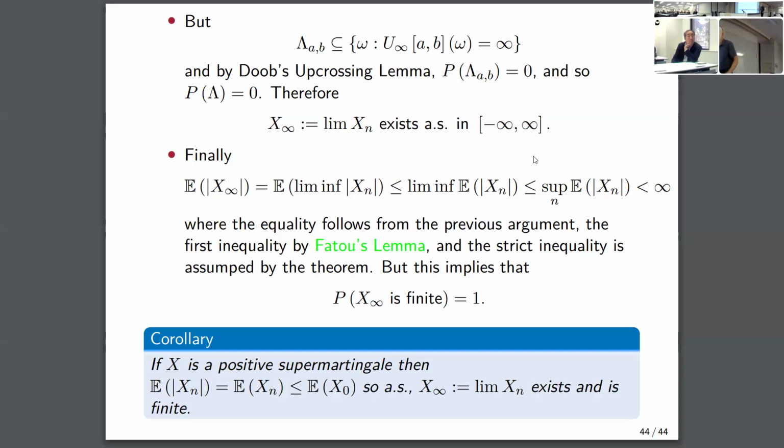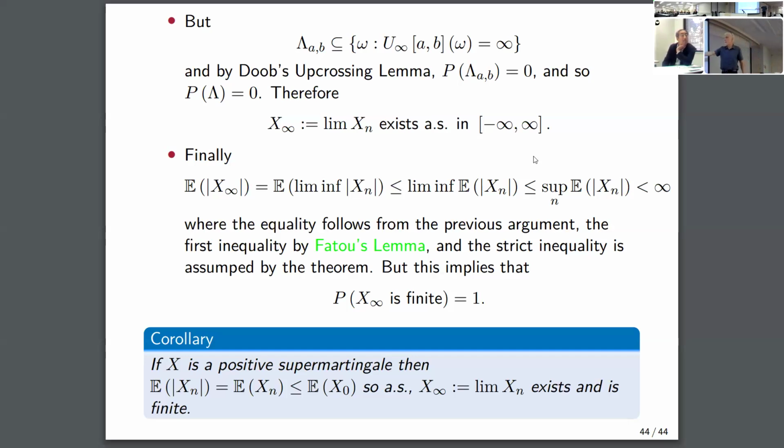And we want to show it's finite. Well, this limit exists, so the expectation of x infinity is the expectation of the limit because the limit exists. Now, what I want to do is interchange the expectation and the limit operator, and I can do that using Fatou's lemma. And the theorem assumed that the supremum here was finite. So that implies that the probability that x infinity is finite is 1. We have a limit, it's a finite limit.